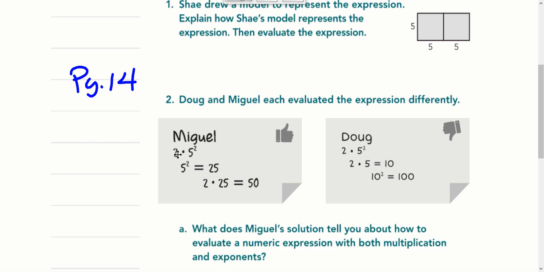Well, here, Miguel said, okay, I've got to do 5 to the 2nd power, which is 25. I need to do that first, and then 2 times 25 is 50. But Doug multiplied 2 times 5 first. Okay, it seems innocent enough, but you can't do that. You've got to do the exponent first. Otherwise, you're going to get a wrong number.